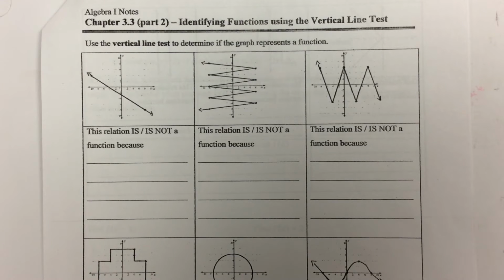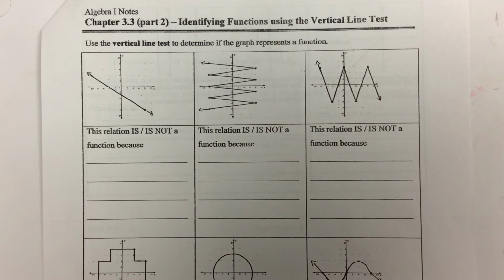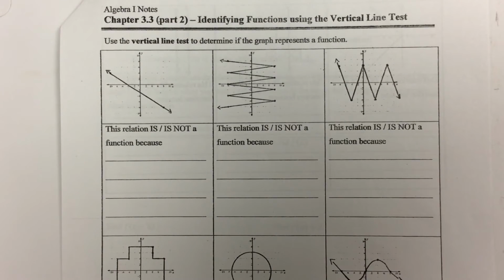So what's going to happen here with the vertical line test? Well, we know that a vertical line runs from up to down, okay? So what this means is anywhere in a graph, if we draw a vertical line from up to down and it crosses the graph in more than one place, then that means it is not a function. Let me show you what I mean.